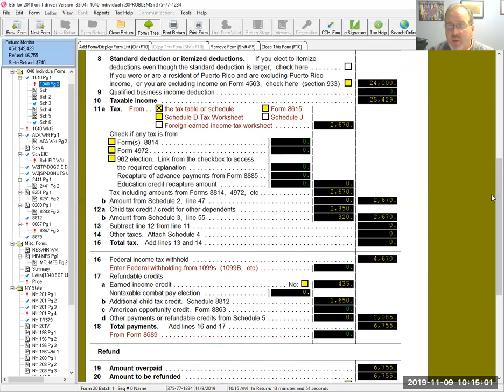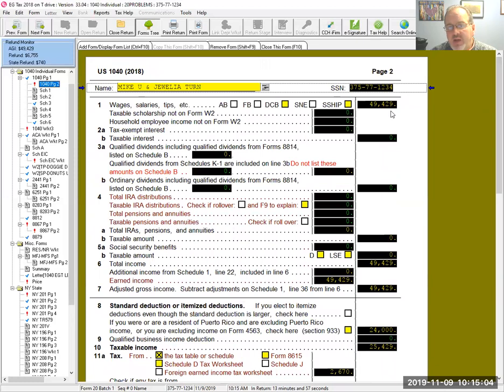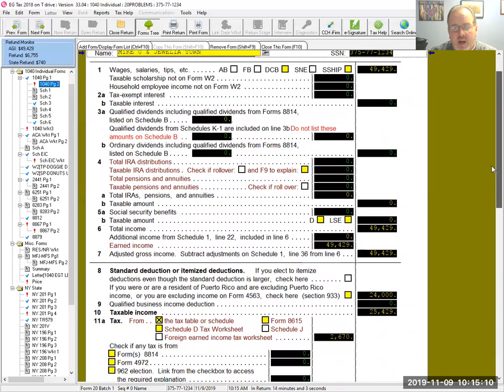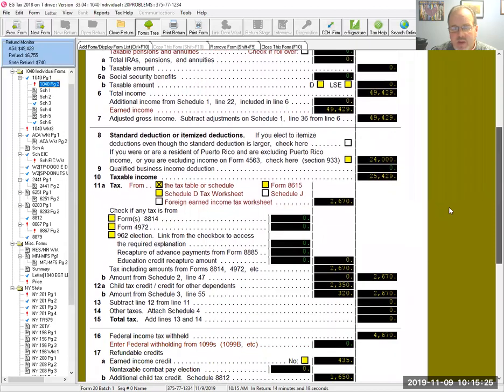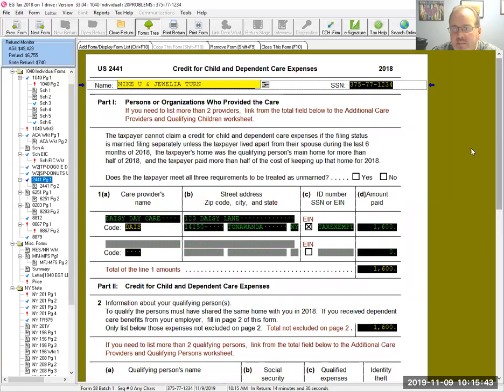So on this return, we got wages for the two of them. We didn't have any other income as far as interest or dividends. We had no additional income from our Schedule 1. We had their standard deduction. They did not itemize. We have their tax based on their taxable income of $25,429 on line 10. We can see here that their tax is there. We had the child and dependent care credit, and we had the $320 for the dependent care credit. Now, let's go back and take a look at that.